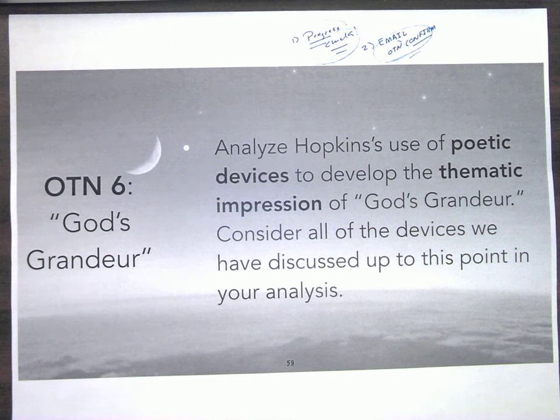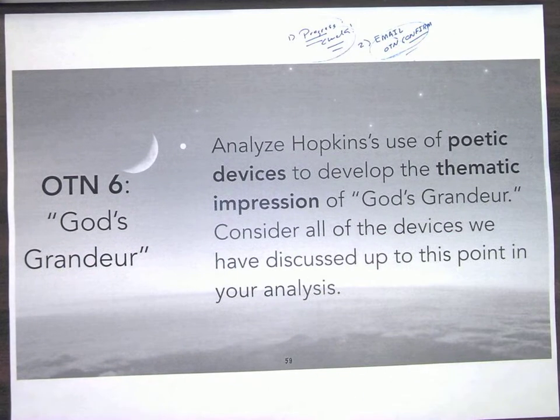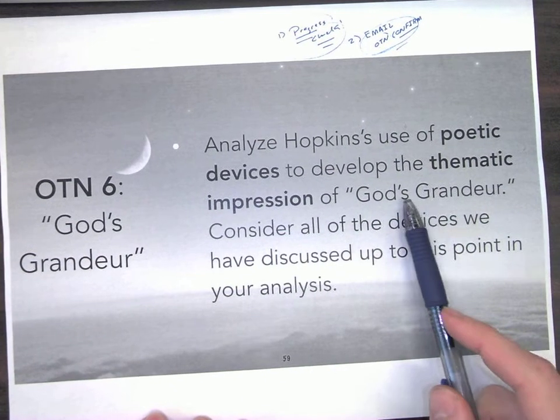Now the prompt is obviously intentionally very open-ended. It simply says to use whatever poetic devices we can to analyze the use of any of those poetic devices and investigate the ways in which they develop the thematic impression of the poem.